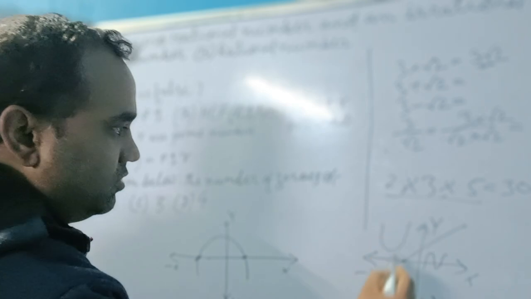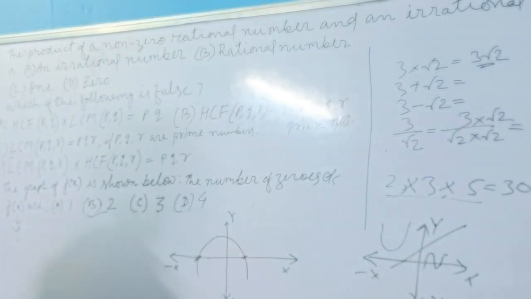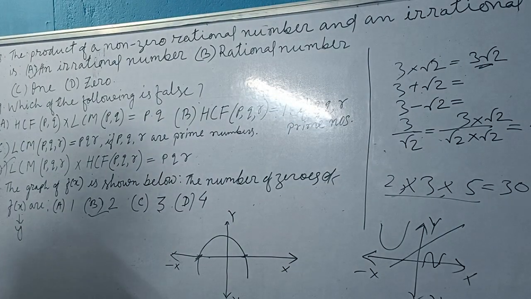See this graph, if we draw, it is not cutting the x-axis at any point. So that means it has no zeros. Clear? So these things you just keep in mind. Depending on how many points the graph cuts the x-axis, we find the number of zeros or roots. So I'm leaving up to this much of this MCQ.